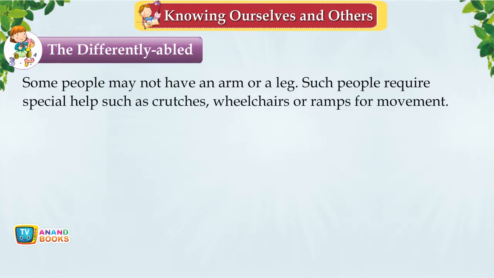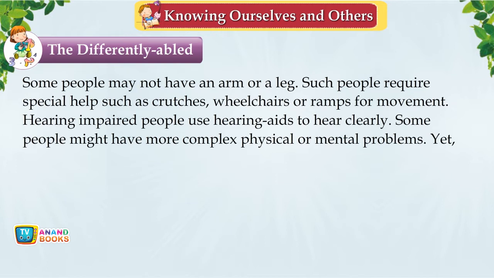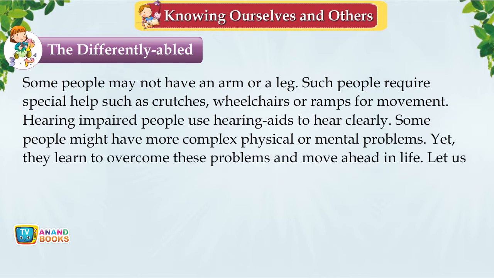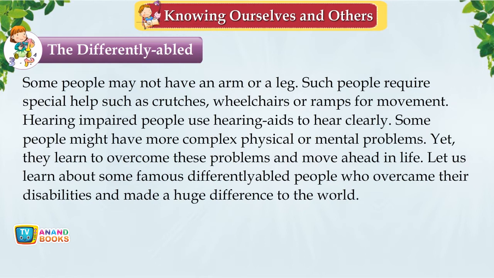Some people may not have an arm or a leg. Such people require special help such as crutches, wheelchairs or ramps for movement. Hearing impaired people use hearing aids to hear clearly. Some people might have more complex physical or mental problems. Yet, they learn to overcome these problems and move ahead in life. Let us learn about some famous differently abled people who overcame their disabilities and made a huge difference to the world.